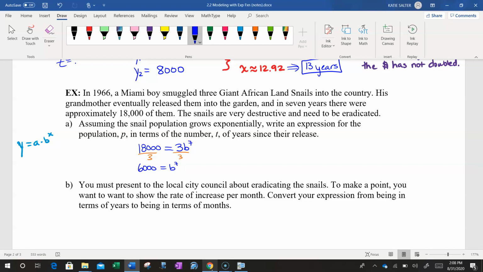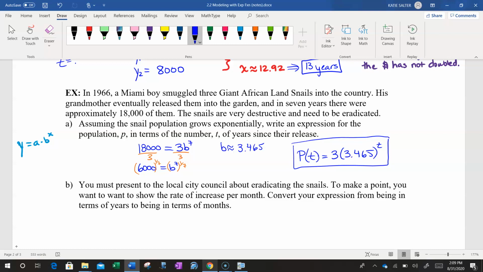And then to undo that 7th power, we either need to take the 7th root of each side, or what to me is a little bit easier, especially when programming this in your calculator, is just raise each side to the 1/7 power. So when we do that, if you type in your calculator 6,000 raised to the 1/7 power, we end up getting that the base is approximately 3.465. All right, so then we need to put this together to write this function. So our final function is going to be P of t equals the initial value of 3 times 3.465 raised to the t power.